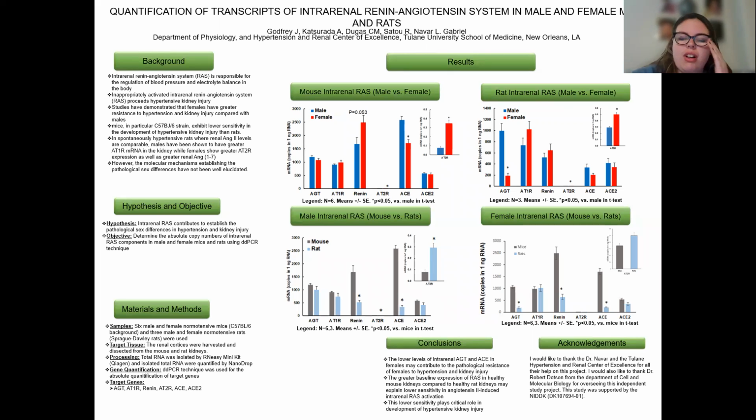The project focused on 6 key RAS components. These components were renin, angiotensinogen, AGT, angiotensin converting enzyme, ACE, ACE2, angiotensin 2 type 1 receptor, AT1R, and AT2R.